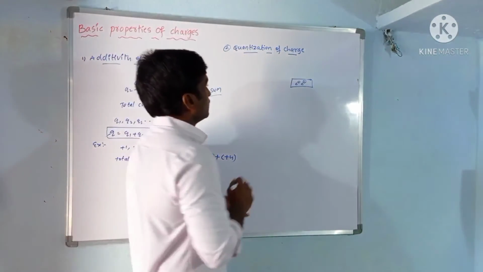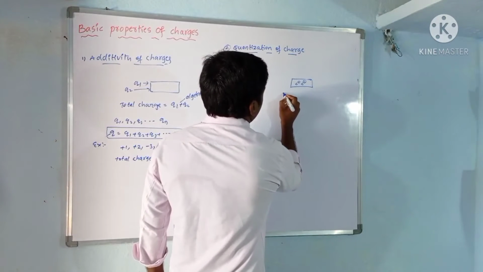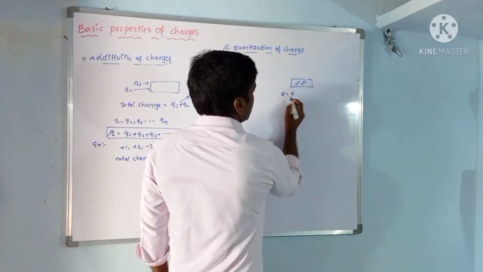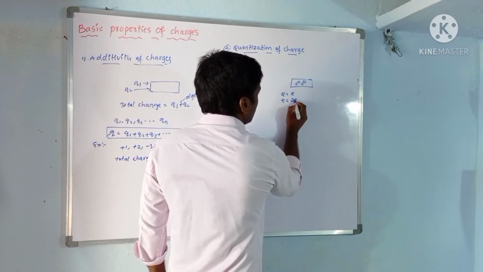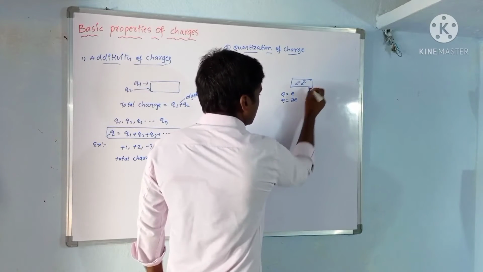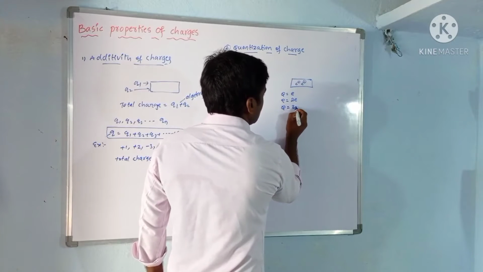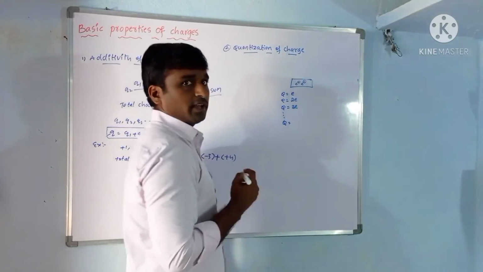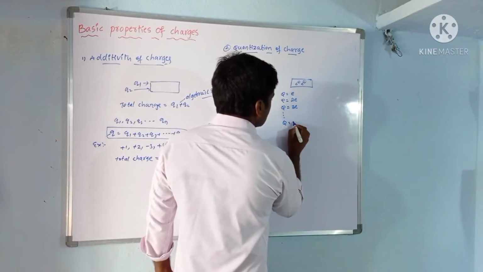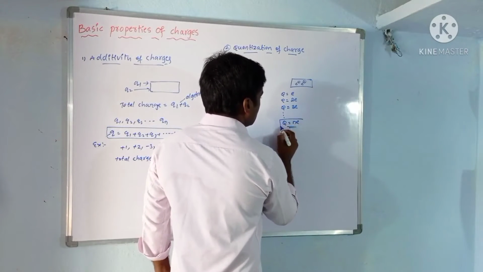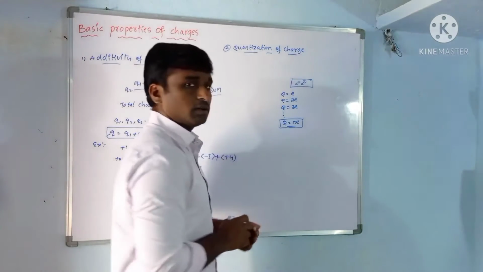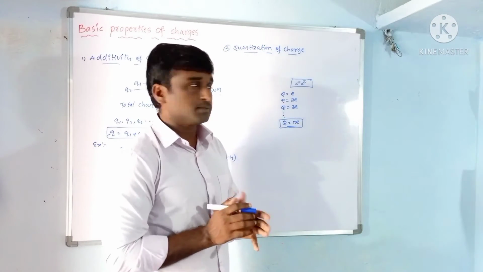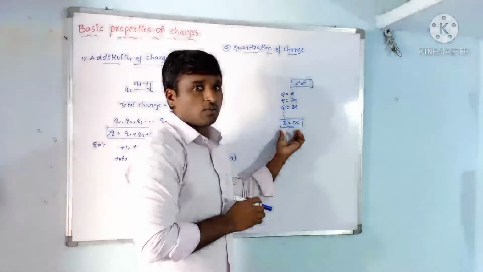How can we calculate the charge of the body? If the body contains only one electron, then q is equal to e. If the body contains 2 electrons, the charge of the body is 2e. If it contains 3 electrons, the charge is 3e. If the body contains n number of electrons, then the charge of the body is ne. This is the calculation of the charge on the body. Charge is carried by electrons. This is quantization of charge.